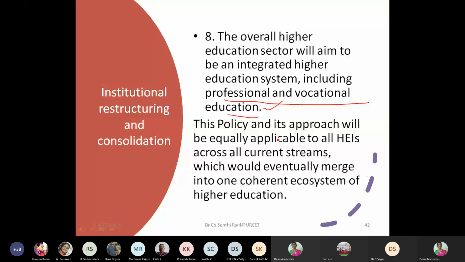This policy and its approach will be equally applicable to all the higher educational institutions across all current streams, which would eventually merge into one coherent ecosystem of higher education. We cannot say it is only for engineering, or only for sciences, or only for arts. No, it is applicable to all higher educational institutions of all streams.